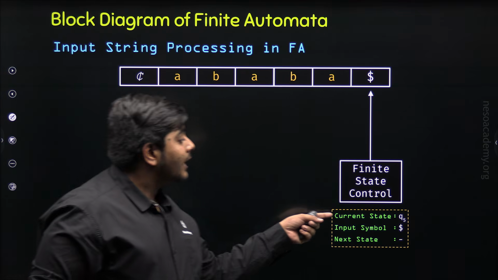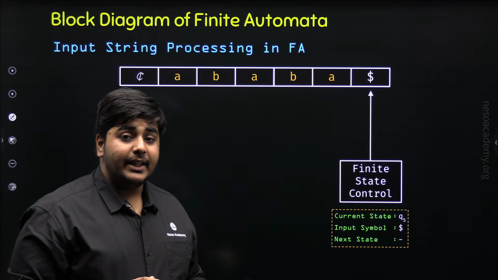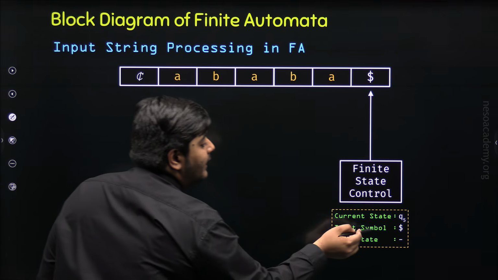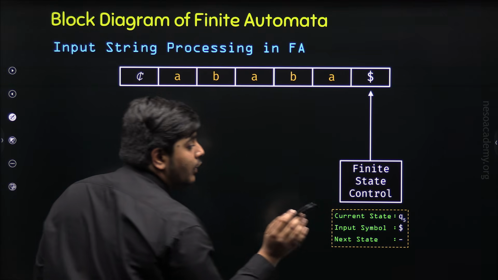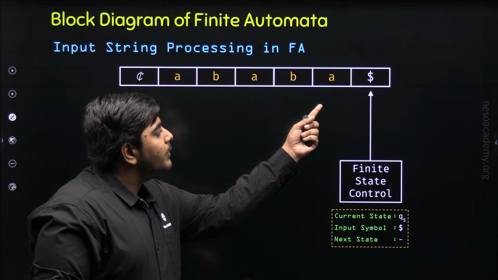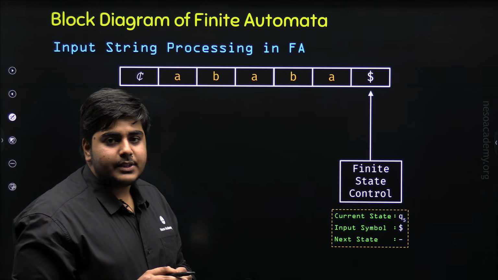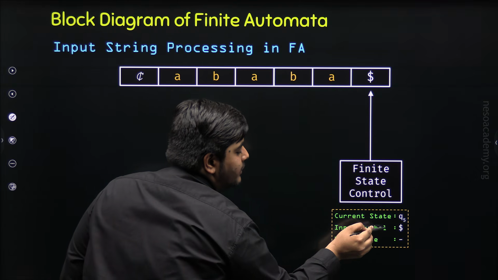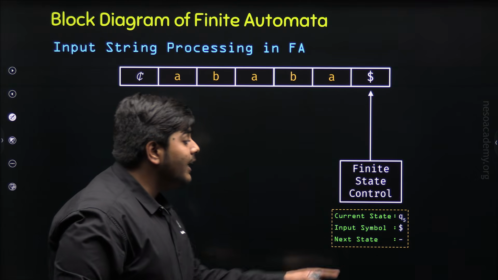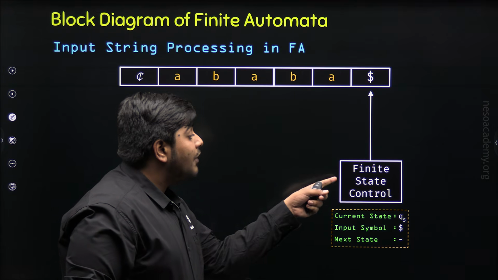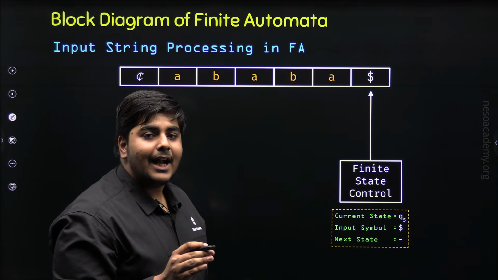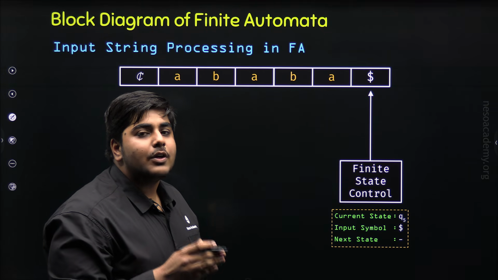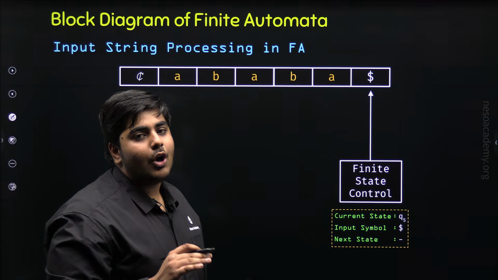Now, here our current state is Q5. That means we are at the state Q5, and now you can see that the input symbol is $, which means the symbols from the input string are already processed, and now we get the right end marker as the input symbol. By seeing the input symbol as $, our finite state control will understand that the input string is already processed, and now the processing of the input string will be stopped.